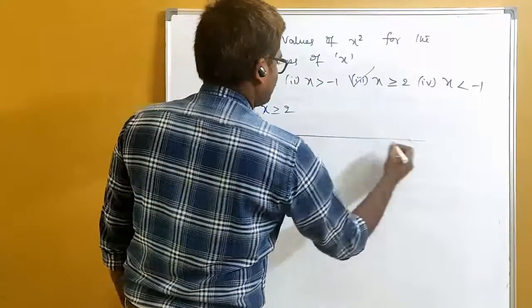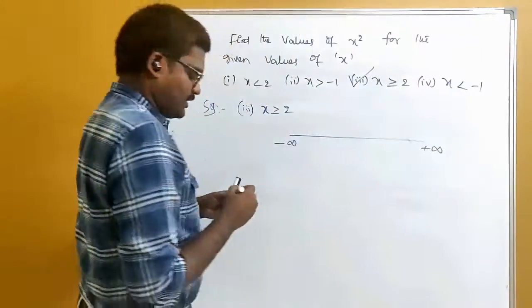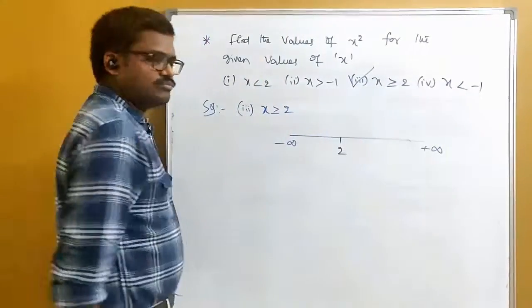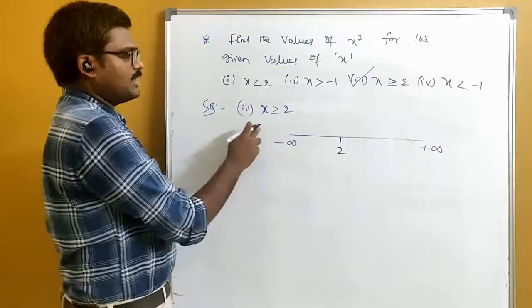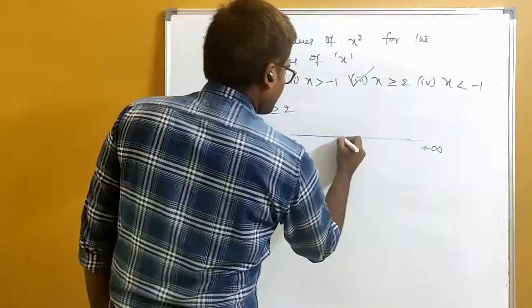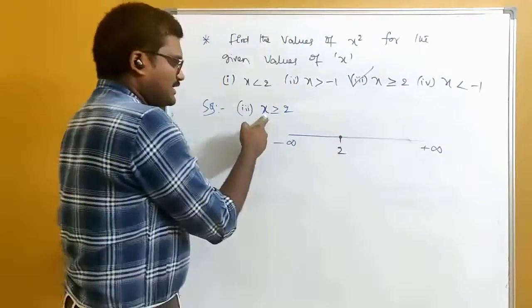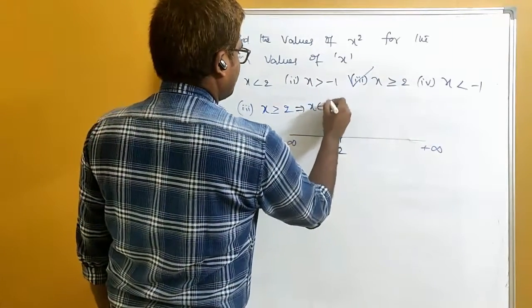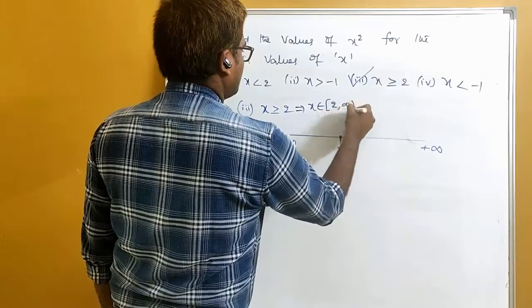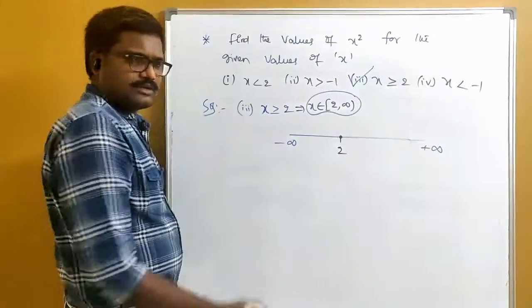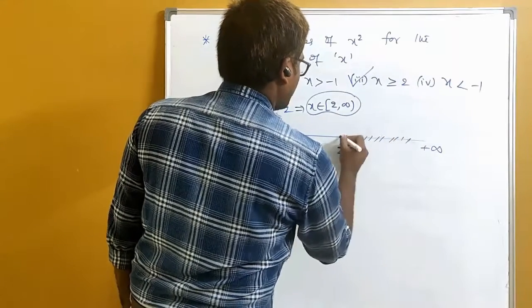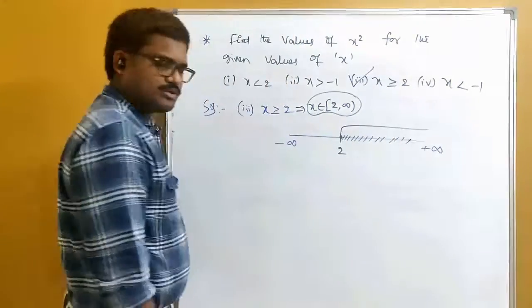Now this is minus infinity, this is plus infinity. Now this is 2. First let me denote x values. So actually x greater than or equal to 2 means what? This can also be written as, just now I told you, x belongs to closed 2 to open infinity, because all the real numbers greater than or equal to 2 are included. So I will include 2 also.